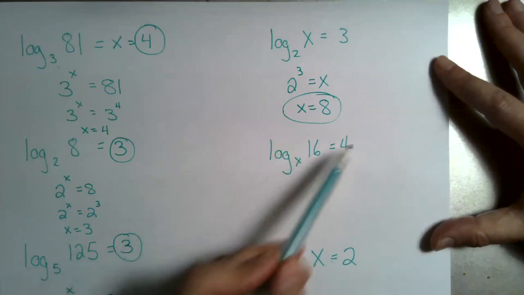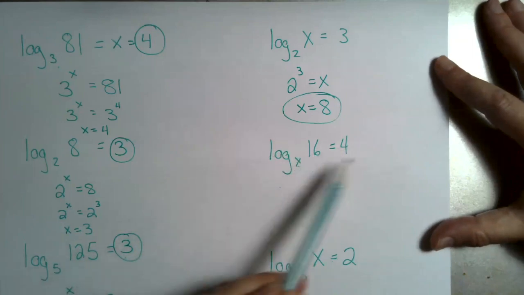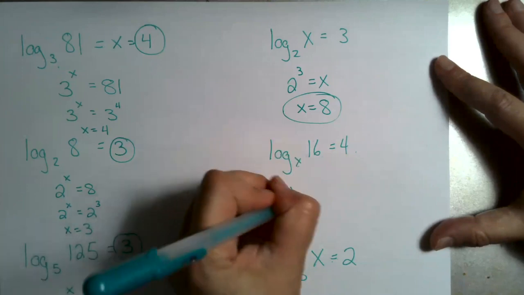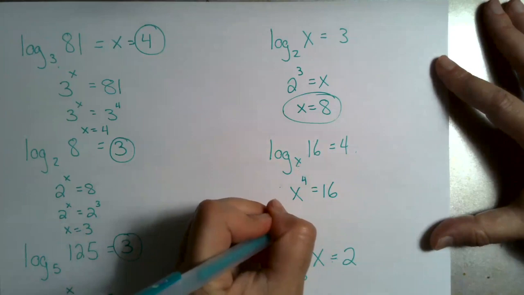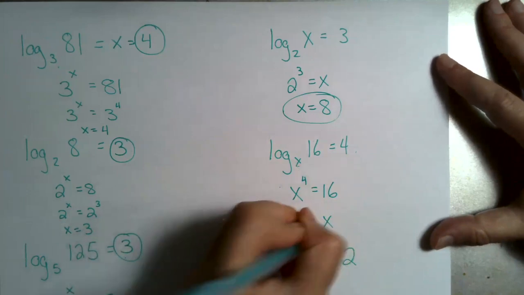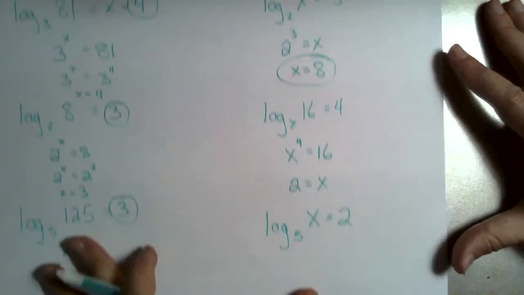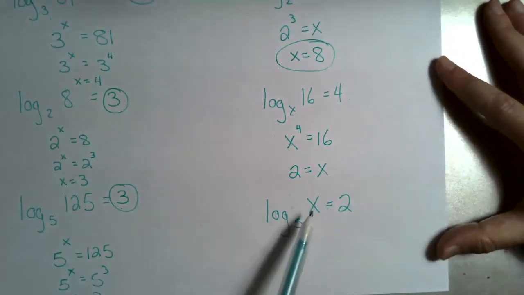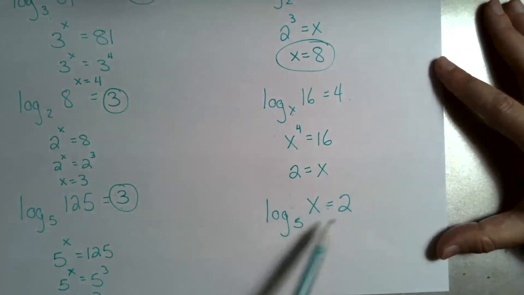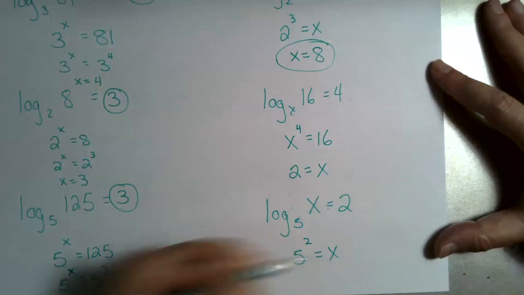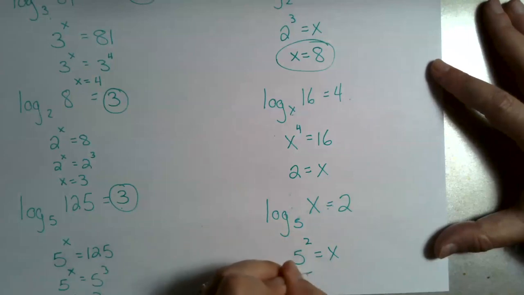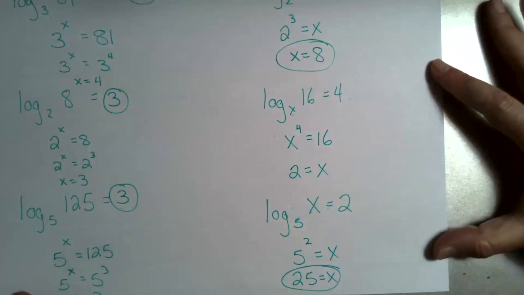Let's do it again here. Log base x of 16 equals 4. x to the 4 equals 16. What to the 4th equals 16? 2 to the 4th equals 16. And then finally, log base 5 of x equals 2. 5 to the 2 equals x. And so in this case, our x is 25.